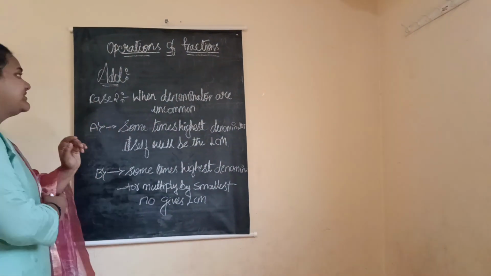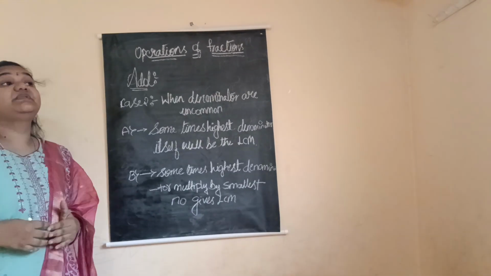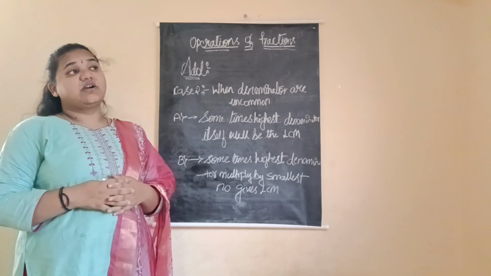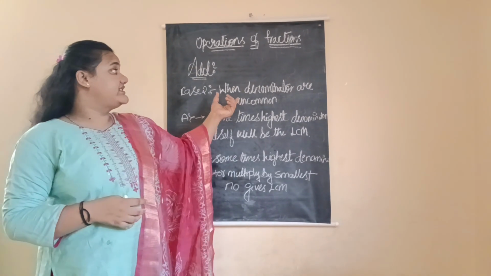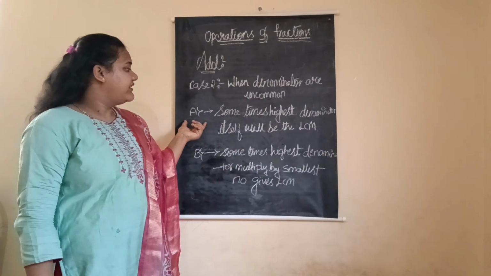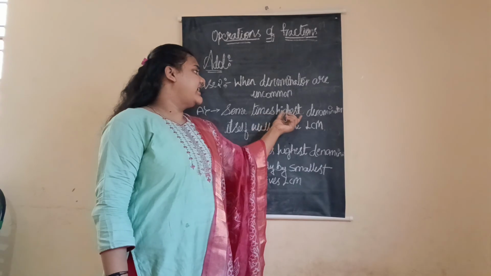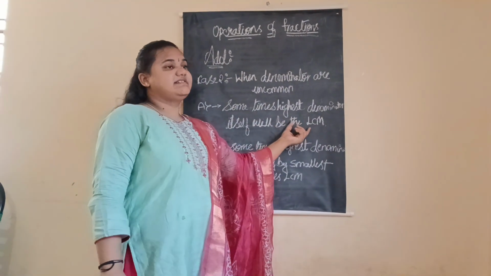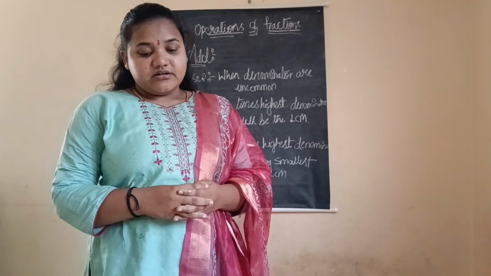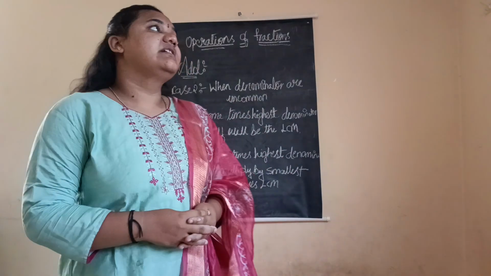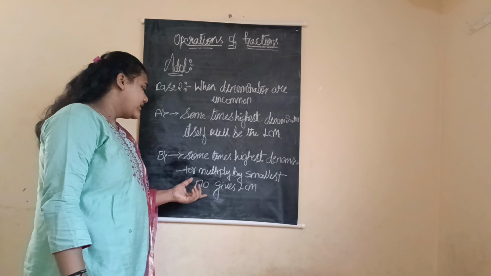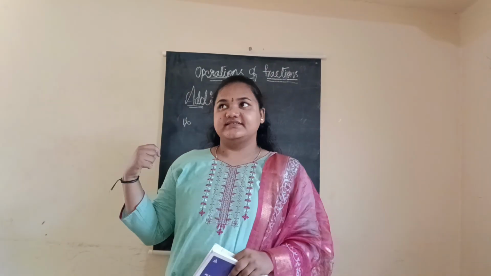But in case 2, there are again sub cases A and B. In case 1, we have seen the common denominators, but in case 2, we will see the uncommon denominators. In case A, sometimes the highest denominator itself will be the LCM. In case B, sometimes the highest denominator multiplied by the smallest number gives the LCM. So now we'll see the examples.